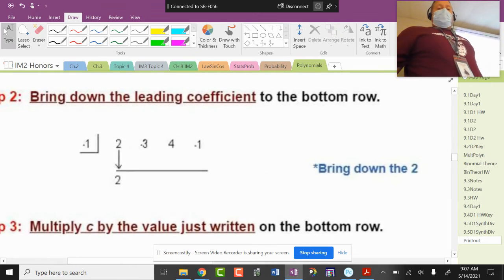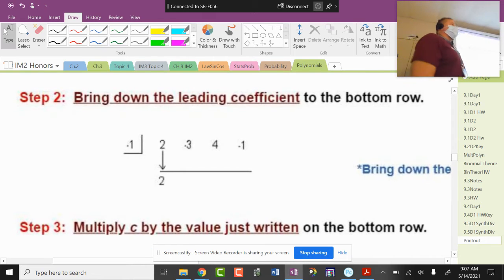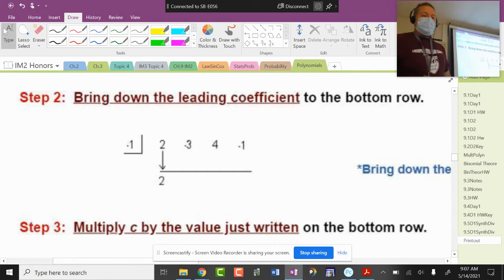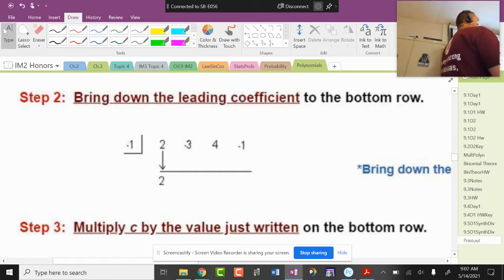Now, there is a reason for this. You're just going to have to be memorizing the process, all right? And that's really all I can say about it. Just do it, all right? It's kind of a weird reason why this actually works, but it does.